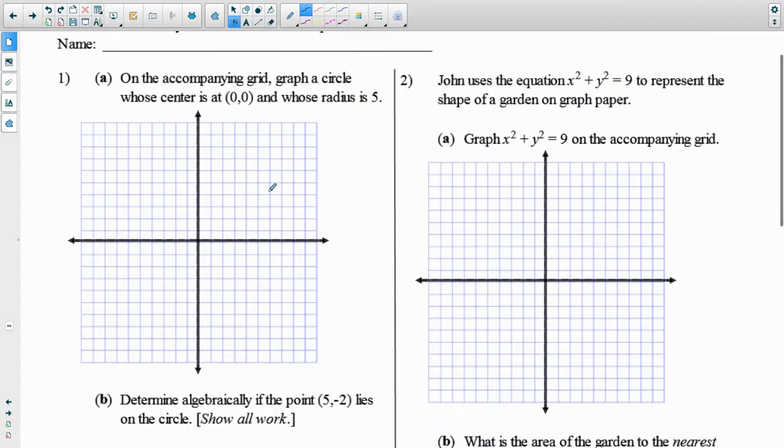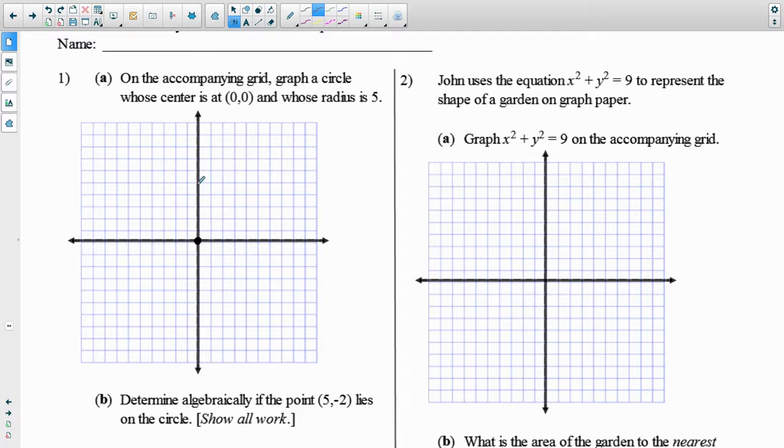So let's take a look at a couple examples. Here in this first one, they're not really giving me an equation, but they are telling me to graph the circle on the accompanying grid whose center is 0, 0. Okay, I'm going to put a point at 0, 0, and it has a radius of 5. Well, if it has a radius of 5, that means I can go in every direction 5 and put a point, which would be on this circle, right? So from 0, 0, I'm going to go up 1, 2, 3, 4, 5.